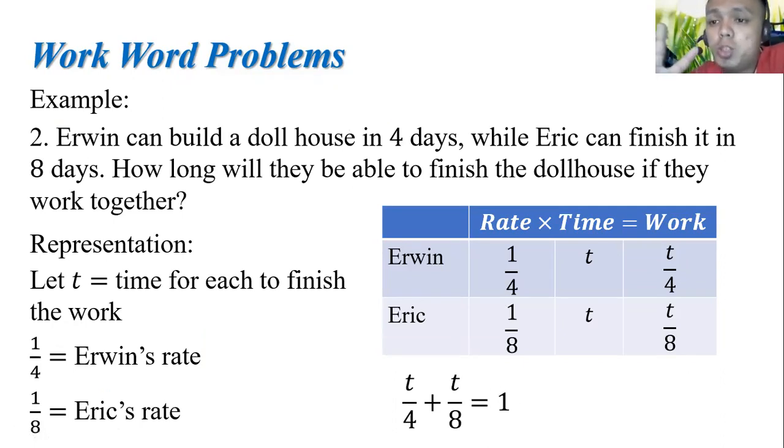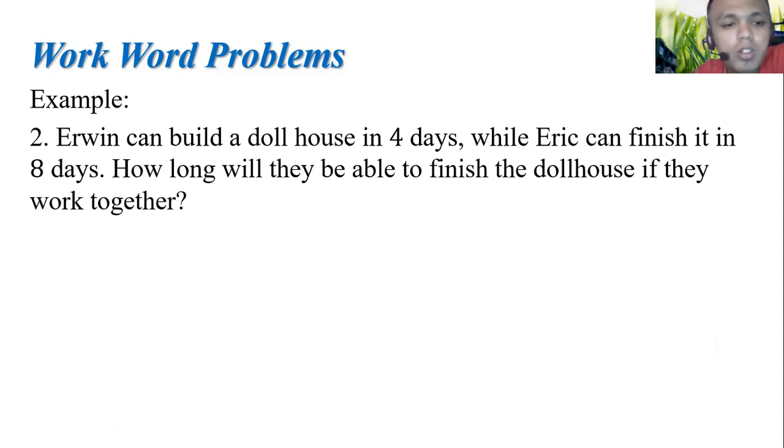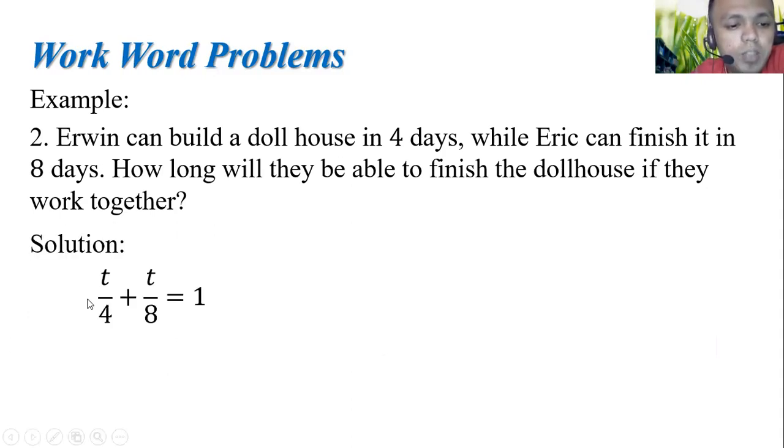Pero i-add natin yung work nilang dalawa. Hindi lang speed yung work mismo. Then now, solve for T. Now, to solve for T, since may 4 and 8 tayo na denominator, i-remove natin yan by multiplying both sides by its LCD. Anong LCD ng 4 and 8? That is 8. The least common denominator of 4 and 8 is 8.